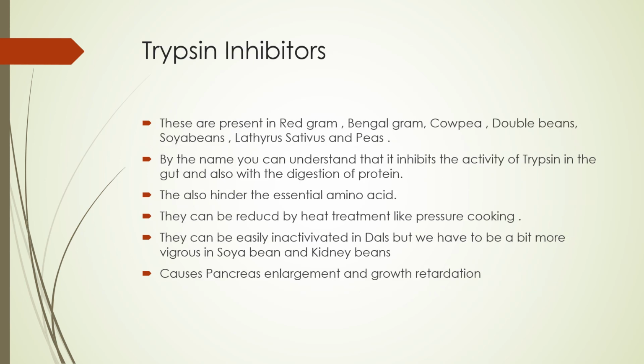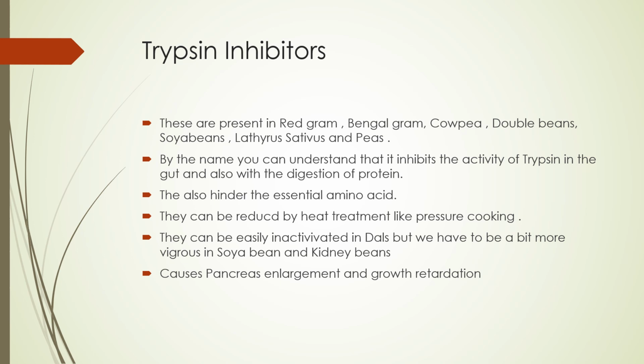trypsin inhibitors. These are present in red gram, Bengal gram, cowpea, double beans, soya beans, Lathyrus sativus and peas. By the name, you can understand that it inhibits the activity of trypsin in the gut and also interferes with the digestion of protein. So you've understood, this toxic compound does not let trypsin work in your gut, and also causes digestion problems of protein.